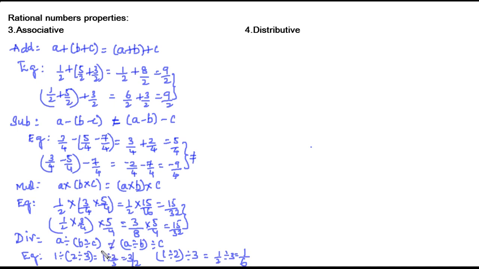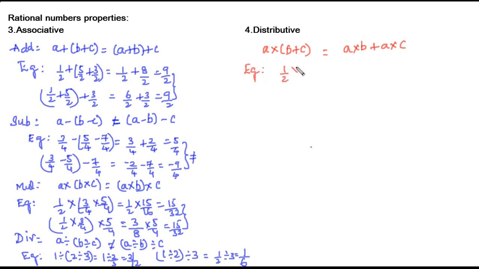Let's move on to distributive property. Now let's discuss the distributive property of rational numbers. Distributive property is represented as multiplication over addition, or we can state multiplication over subtraction. Let's look into multiplication over addition of distributive property. If a into (b plus c) is equal to a into b plus a into c, then we can say that it is satisfied. Let's consider one example.